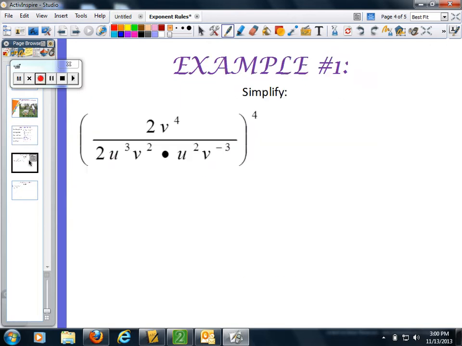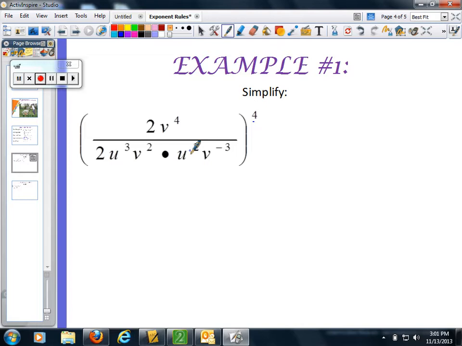Okay? So now when we look at our problem here, the first one, we have 2v to the 4th over 2u to the 3rd v squared times u squared v to the negative 3rd, and we're raising all of that to the 4th power. There are several different ways you can do the simplification. For me personally, I would like to simplify everything inside the parentheses first, and then do the exponent on the outside. So we see this as multiplication, and if you remember, multiplication is commutative and associative, so I can reorganize this however I would like.